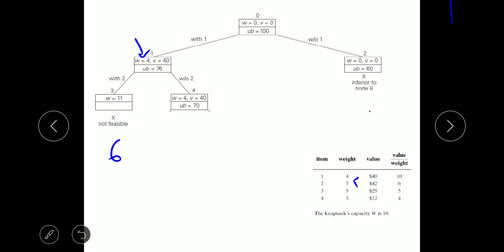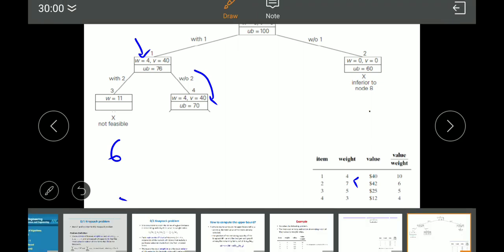Then, without including item 2, what would be the upper bound? Here the weight of the first item was 4, so the left over capacity of the knapsack would be 6. So our formula, V plus (W minus w) into v(i+1) divided by w(i+1), now becomes equal to V.